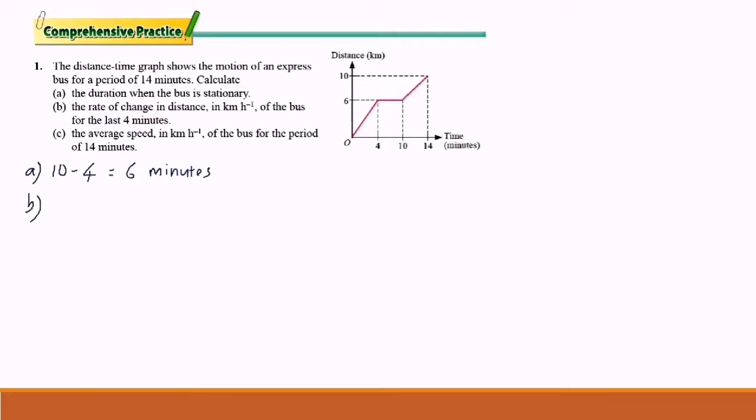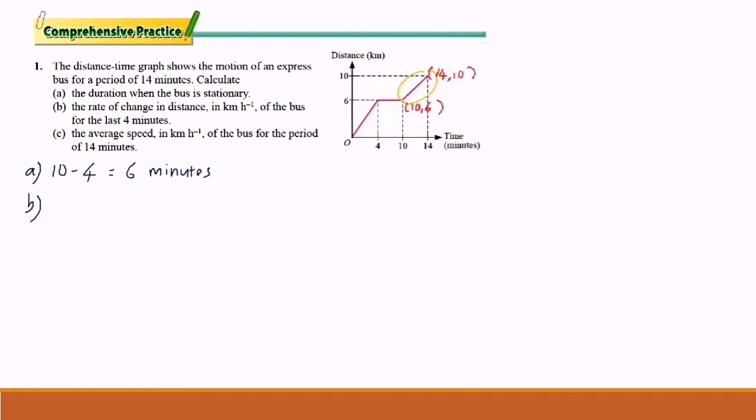B. The rate of change in distance in kilometer per hour of the bus for the last 4 minutes. The last 4 minutes is this part. The coordinate is 14, 10. And here is 10, 6.